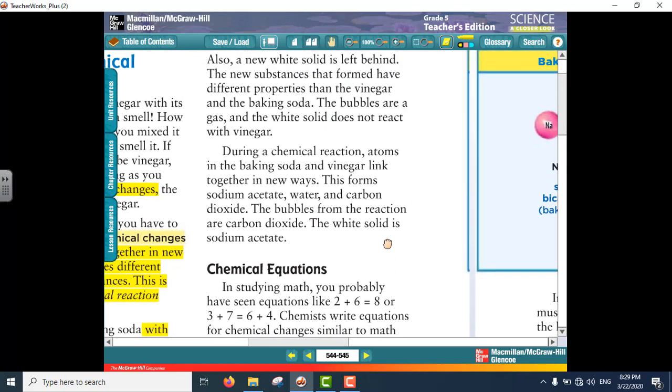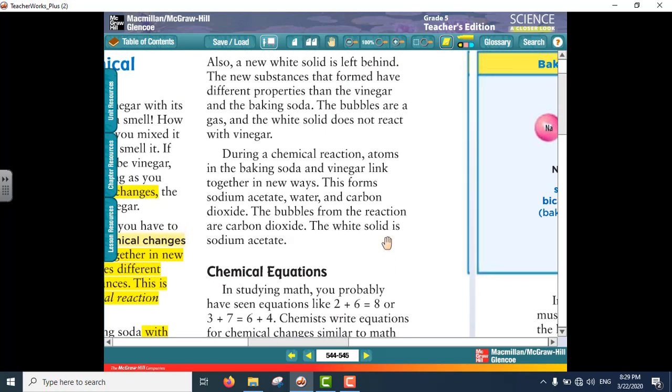Now, boys, also a new white solid is left behind. The new substances that formed have different properties than the vinegar and the baking soda. The bubbles are a gas, and the white solid does not react with vinegar during a chemical reaction. Yes, this is a very important point.